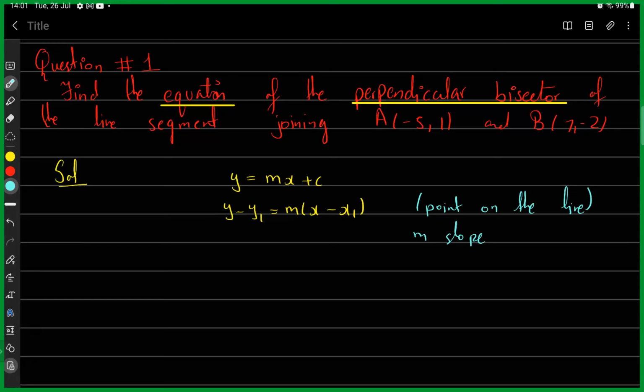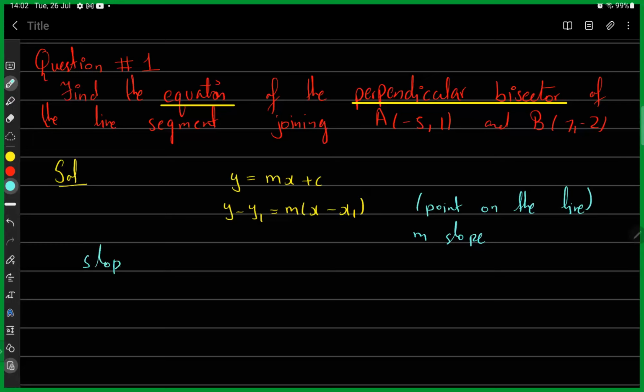Miss, the gradient is y2 minus y1 divided by x2 minus x1. Very good. For the perpendicular bisector, m1 into m2 is equal to -1. Okay, very good. Then miss, find the midpoint. Excellent for the slope. Very well done. Okay, excellent.